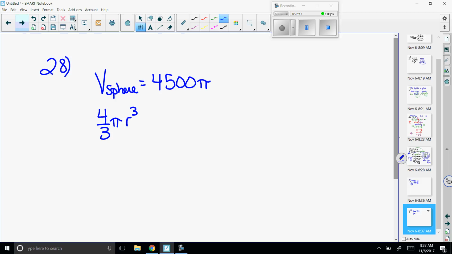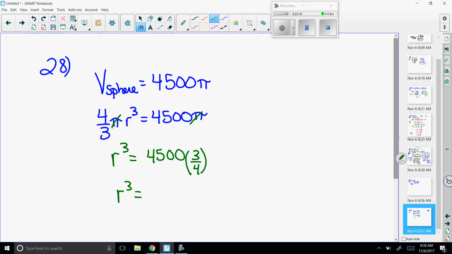The second one, I got like a big number. 4/3 pi r cubed. So if I divide by pi, that gets rid of that, right? So then I'm going to have r cubed is equal to 4,500 times 3/4. Do you agree with that? I'm going to start reducing here. 4 goes in there an even amount of times. So 1, 10. If I take that times 3, is that what you get? Now, if I take the cube root of that, I'm going to take your word for it. 15. Okay.